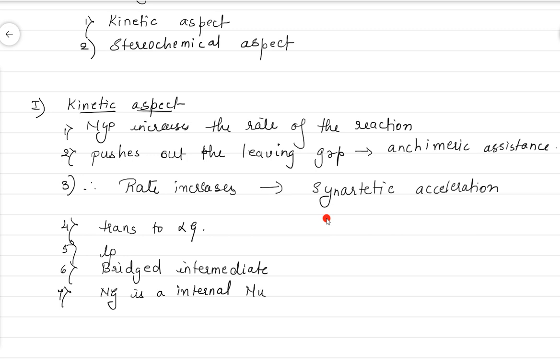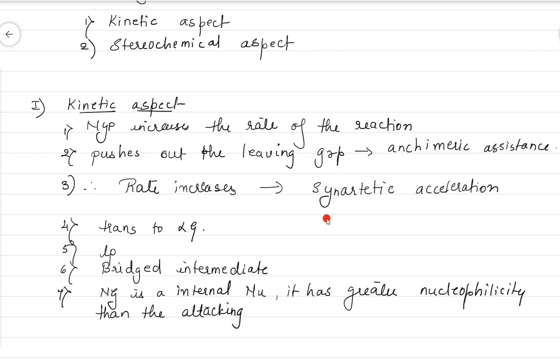So this is an internal nucleophile and it has greater nucleophilicity. Nucleophilicity is, in simple words, the strength of the nucleophile. It has greater nucleophilicity than the attacking nucleophile, right?